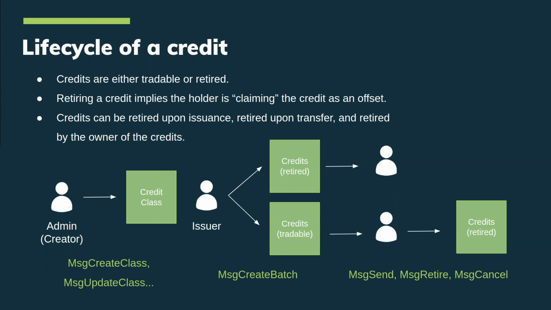And then obviously the other option is to retire the credits when you are the holder or owner of a certain number of tradable credits. You have the option to retire credits. So this is the functionality in an overview of how the credit lifecycle works. And the functionality is these messages here listed at the bottom in terms of this is how state within the ecocredit module is updated.